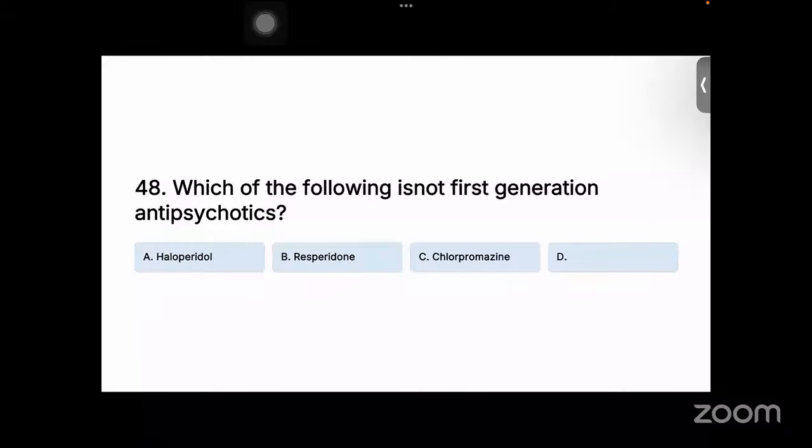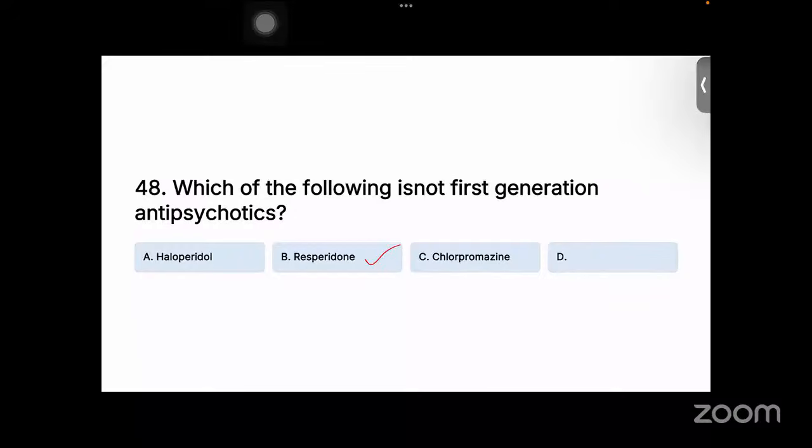Next, which of the following is not a typical first generation antipsychotic? Okay, so risperidone is the second generation. Okay, chlorpromazine and haloperidol both are first generation. Among that, haloperidol has a high potency, okay, with a strong D2 antagonism. So you will see the first generation with a greater amount of EPS, with the tardive dyskinesia, acute agitations, you will see more in the first generation rather than the second generation. And second generation will have multiple mechanisms of action.